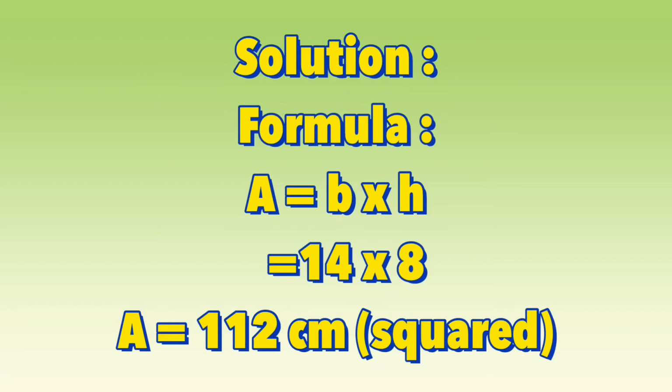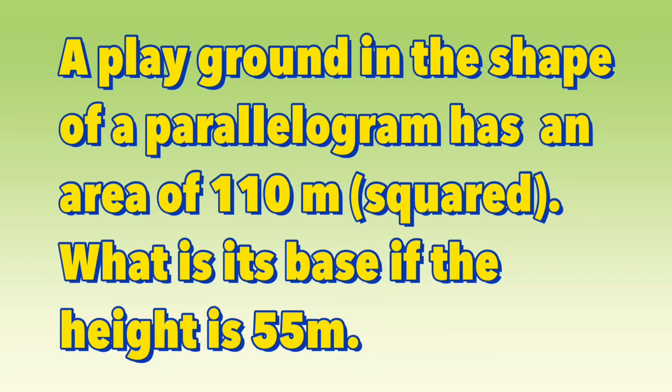Then we have to substitute. The given base is 14 times the given height is 8, and we're going to find the product. 14 times 8 equals 112 square centimeters is the area. Okay, that's the answer for number 1. And number 2 is a problem. A playground in the shape of a parallelogram has an area of 110 square meters. What is its base if the height is 55 meters?